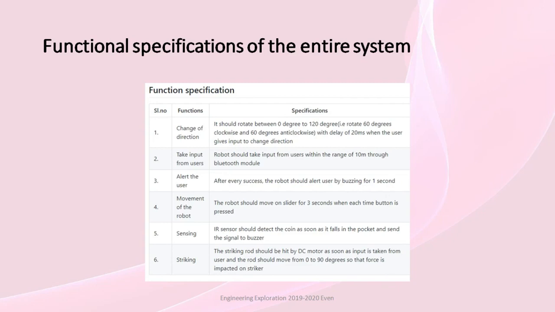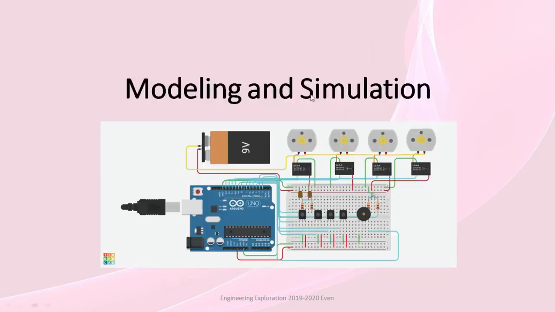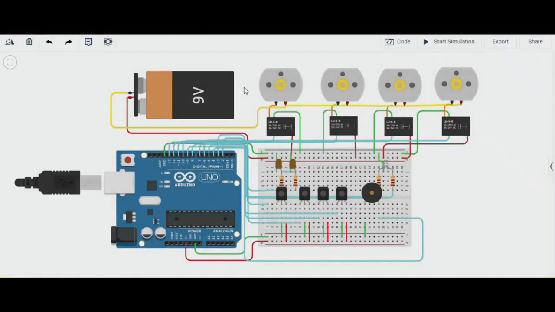So after functional specification, what we did is simulation of our circuit diagram. So here is a video of the simulation. This is our circuit diagram in which we have 3 DC motors and 1 DC motor representing a stepper motor, and these 3 LEDs which also represent the DC motors and stepper motor, and we have 4 IR sensors which are attached to each pocket in the carom board, and 1 buzzer to alert the user.